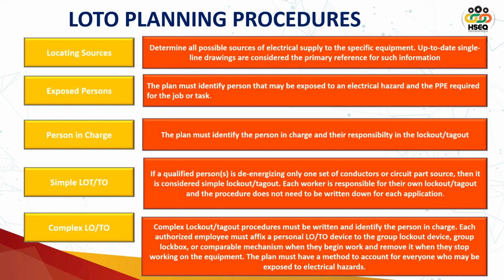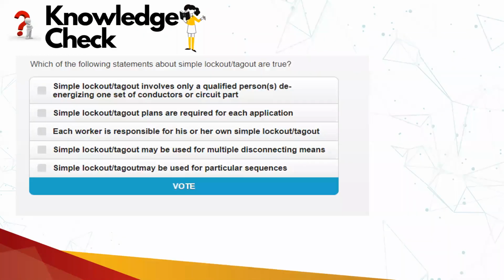Then you have to identify the exposed person who will be directly or indirectly exposed to the hazardous energy, and what PPE is required to perform that particular lockout and tagout task. If it is a complex lockout and tagout, then you have to identify the person in charge, and you have to identify whether this lockout and tagout is simple or complex. So this is basically part of the planning process.